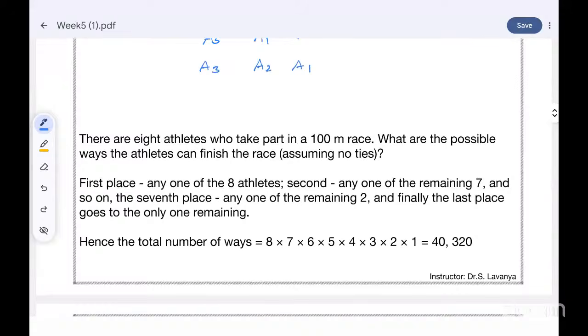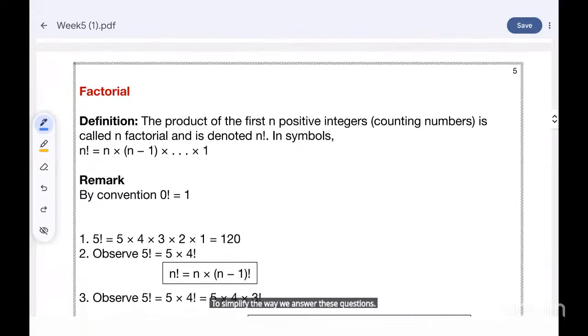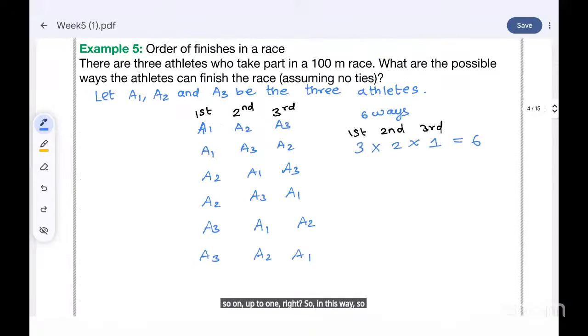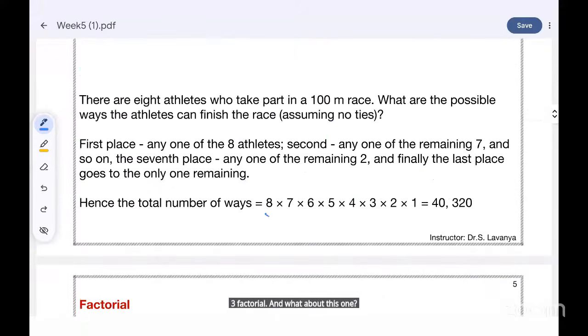Yes, ma'am. Okay. So now we need a common notation to simplify the way we answer these questions. For this, we are introducing factorial. Factorial means the product of the first n positive integers is called n factorial and is denoted by the symbol n followed by an exclamation mark. So n factorial means n into n minus 1 into so on up to 1. So what can you say about this one? This is simply 3 factorial. And what about this one? 8 factorial.